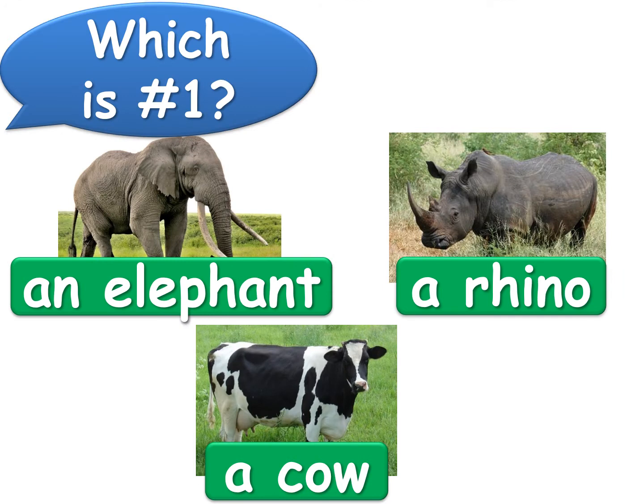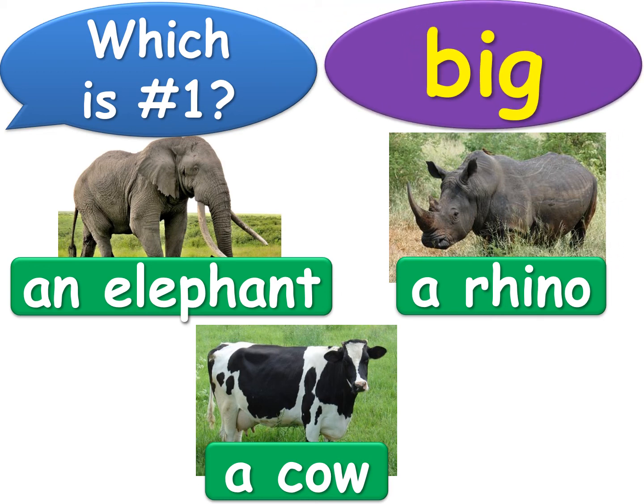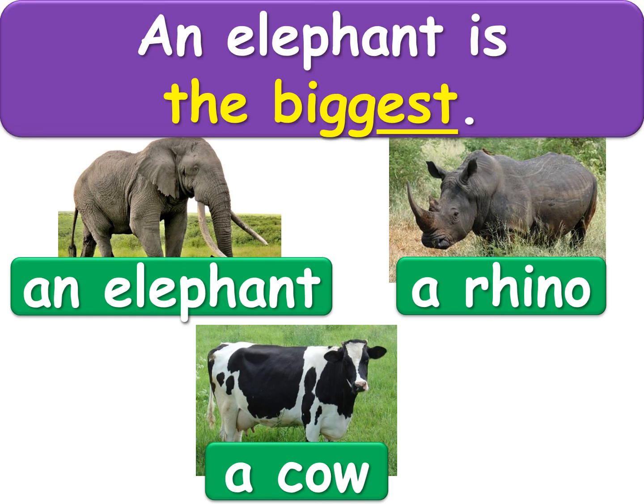Now look at this group. We have an elephant, a rhino, and a cow. And using the adjective big, which one would be the number one big? Say a full sentence. We should say an elephant is the biggest. Did you say elephant? Good job.